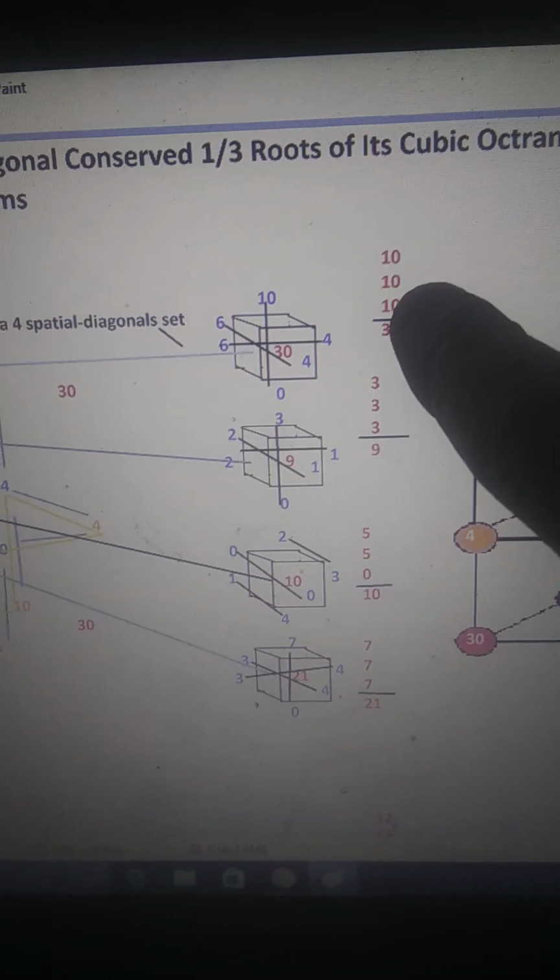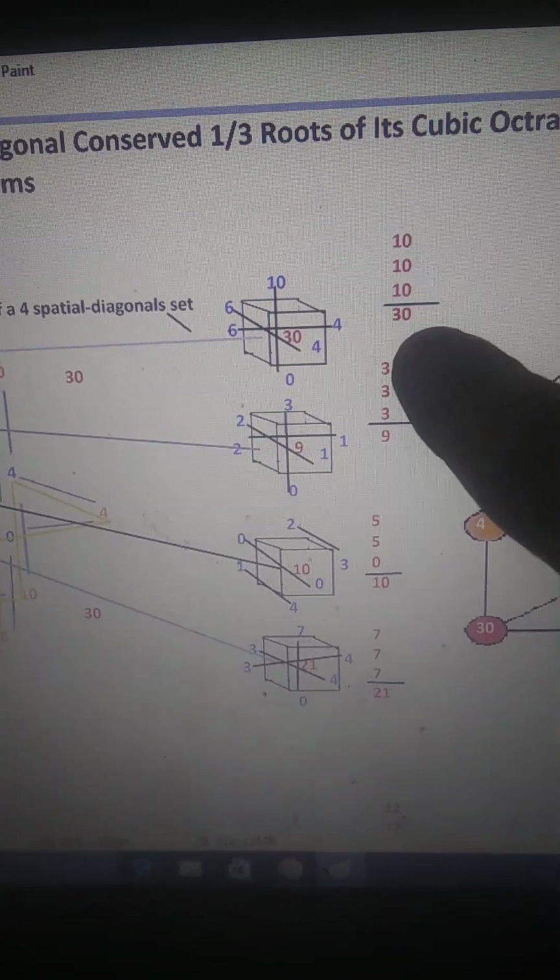One thing to note, the outside is lines. This belt-like structure goes to this cube. This is conserved. If you look at these, 10, 10, 10. Same with this inner darker gray belt structure of the cubic octrant numbers. It's conserved. 3, 3, 3, 9.